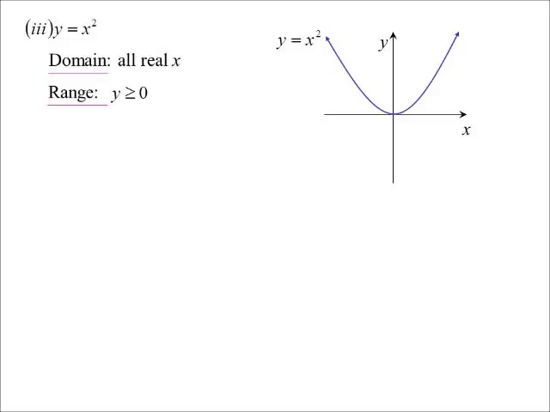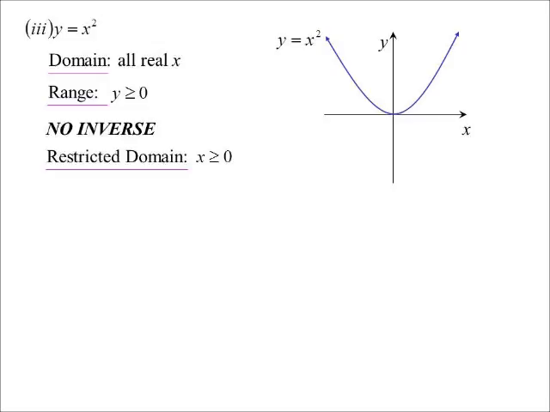Domain's all real x. The range is y is greater than or equal to 0. So no good, no inverse. So we just want a piece of this parabola to capture as much of the range as possible. Now obviously there's different pieces I could take. There's two obvious ones, I guess. One where I'd take all the positive x values, one where I take all the negative ones. What we try to do is, if we can, include the origin, which we can in this one, and tend to go with the positives rather than the negatives.